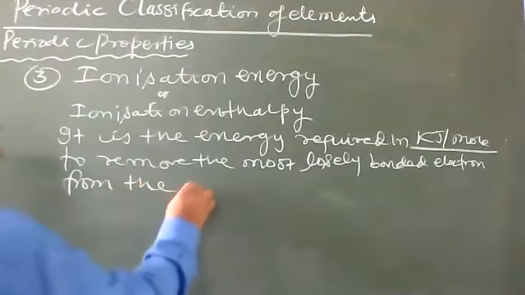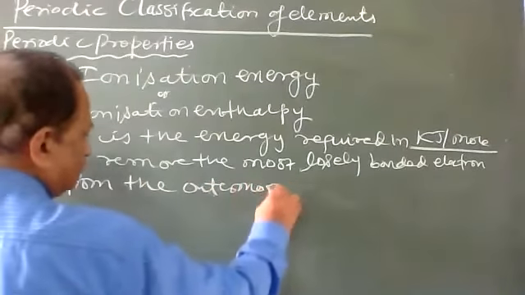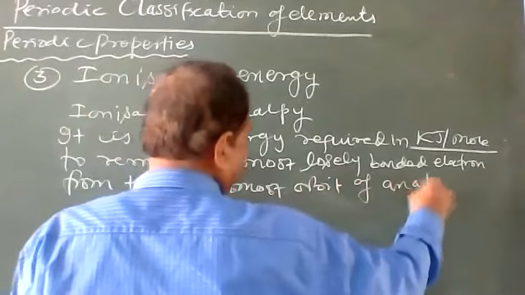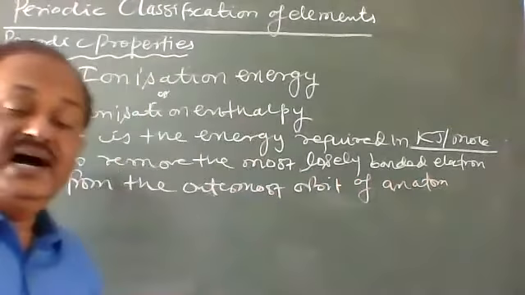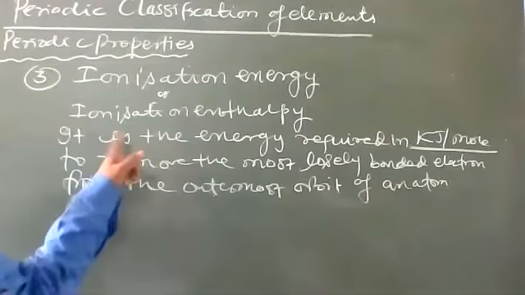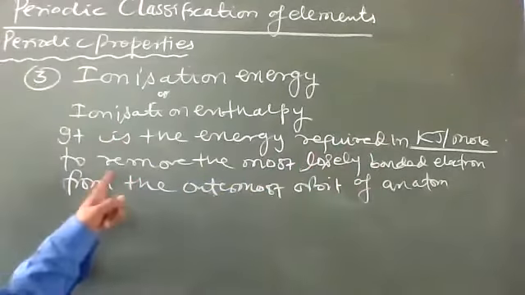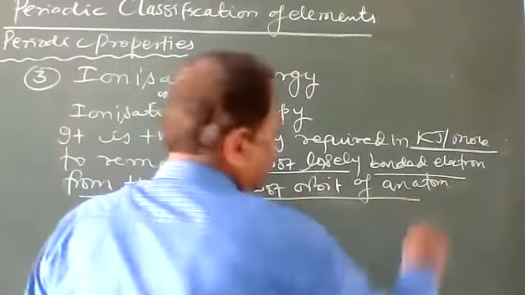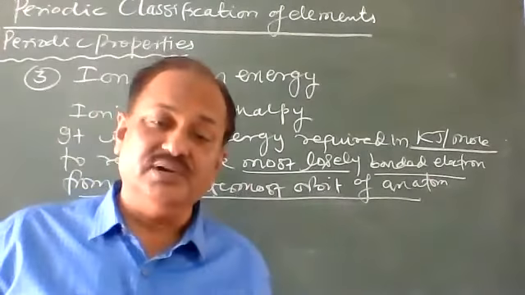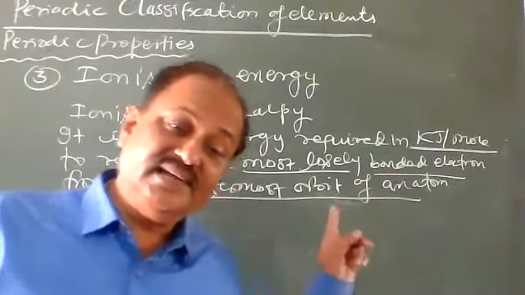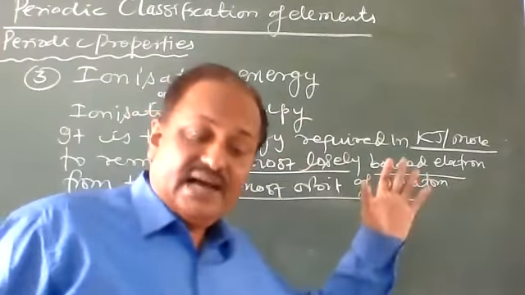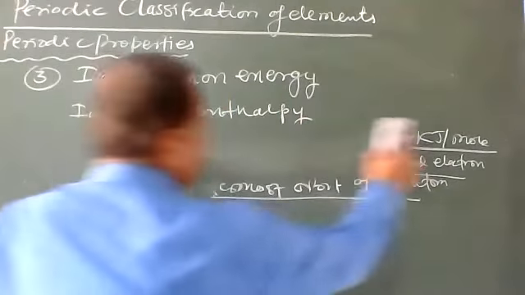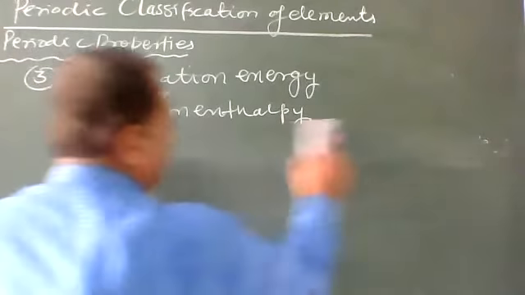from the outermost orbit of an atom. So this is ionization enthalpy. The energy required in kilojoule per mole to remove the most loosely bonded electron from the outermost orbit of an atom. So it should be the most loosely bonded electron whose removal energy is required, and as a result, we study ionization enthalpy for the reactivity. Now, this we have to see in trends in the groups as well as in the periods.